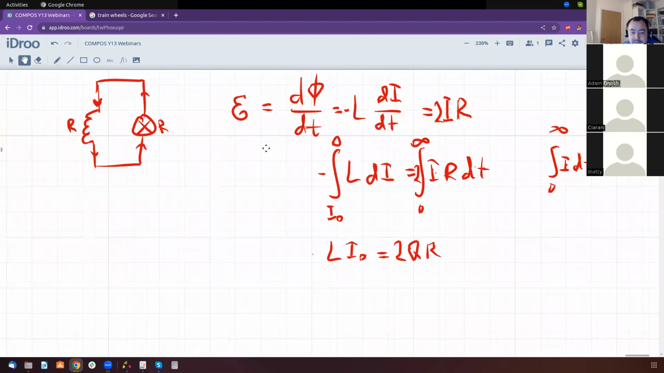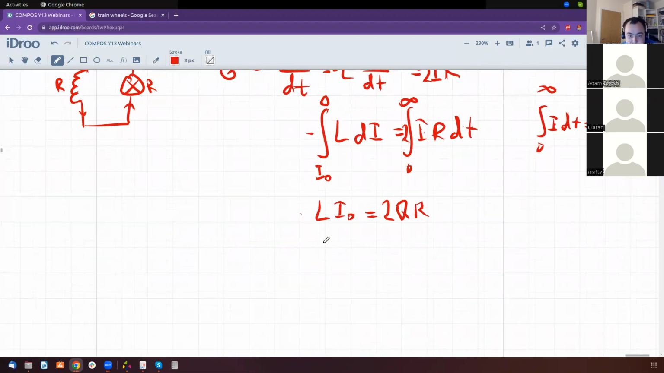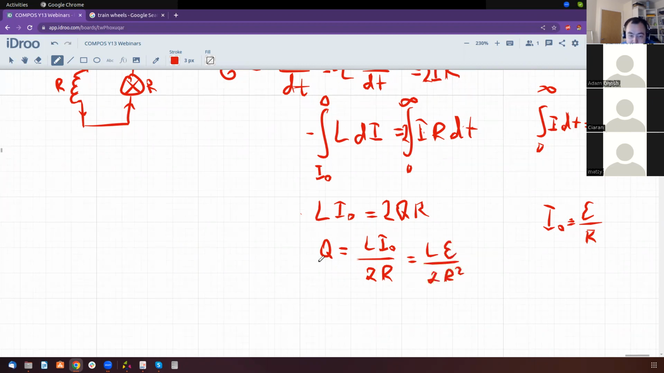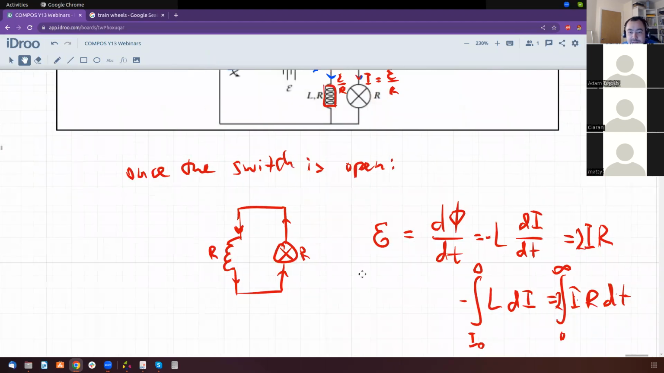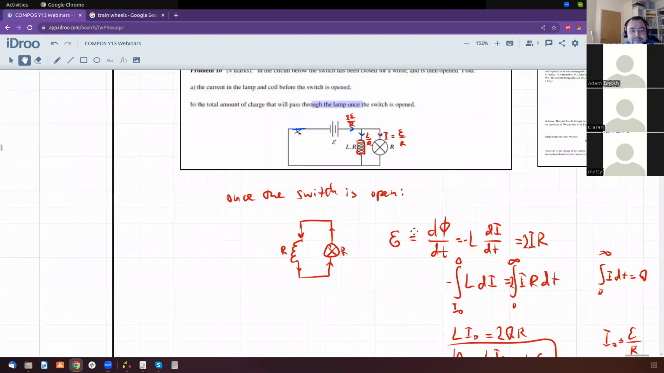So yes, the charge is equal to L I0 divided by 2R. And I0, we know that I0 is EMF divided by R. So it's L EMF divided by 2R squared. And that's the answer. Did I just do the whole question? Yes, I did. Sorry.